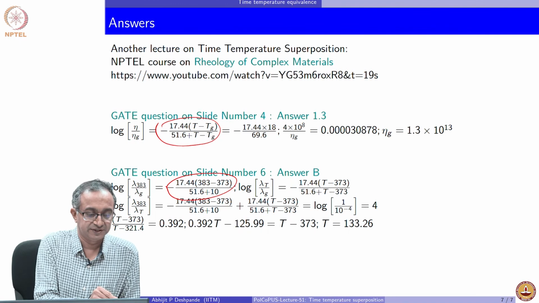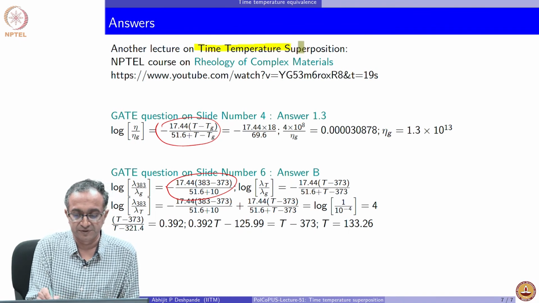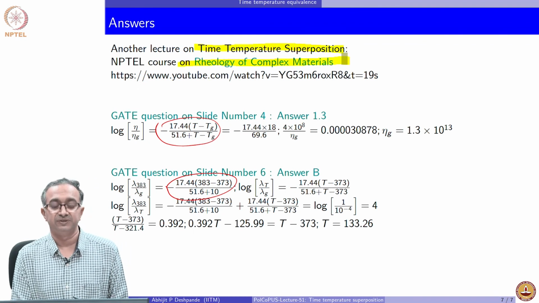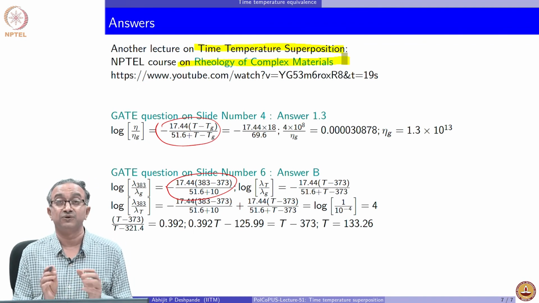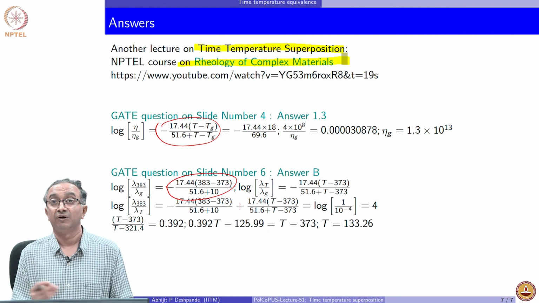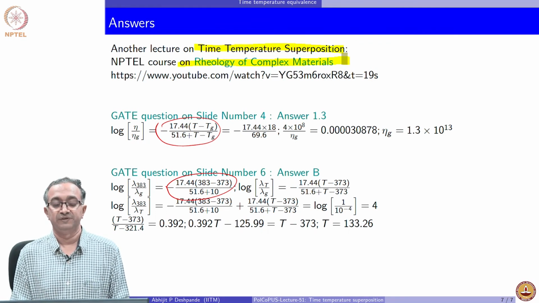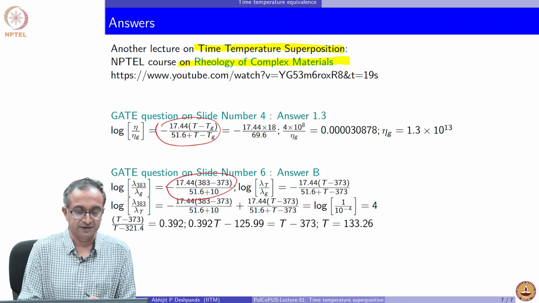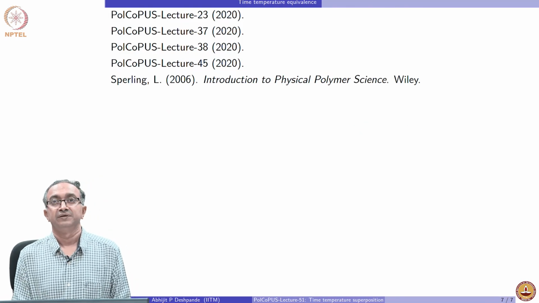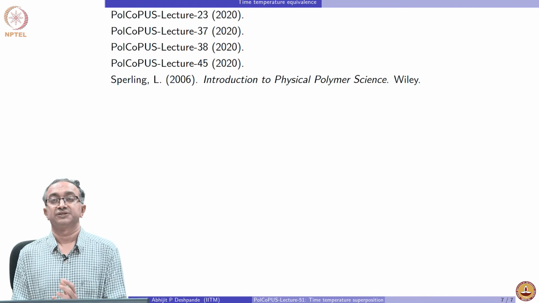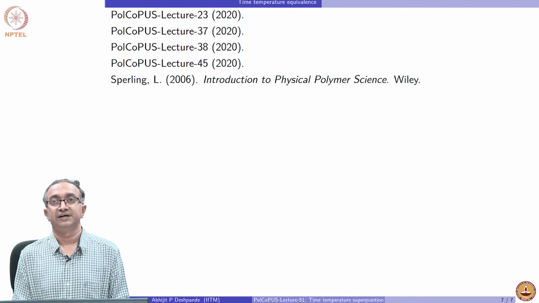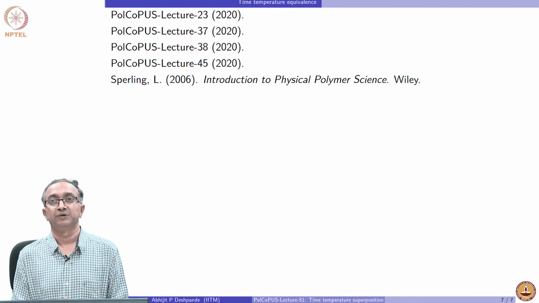In case you are interested in more discussion related to time temperature superposition, you could look at another NPTEL course on rheology of complex materials, which also gives a detailed discussion of this shifting of curves and time temperature superposition. So, with this we will close this lecture, and we will continue our discussions related to viscoelasticity and various other properties of polymeric materials.